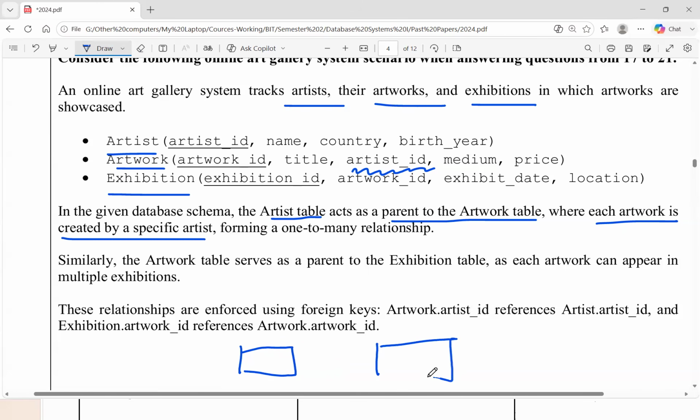This is artist. This is artwork. And this is a one-to-many relationship. One artist can have many artwork. One artwork belongs to one artist.